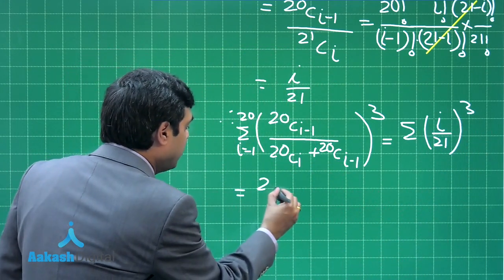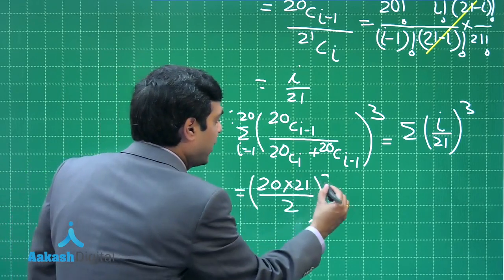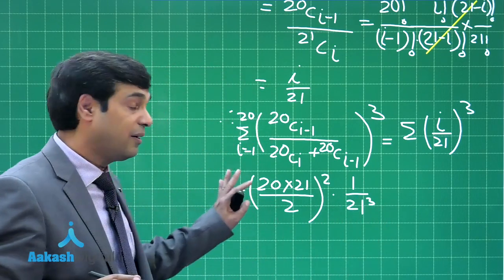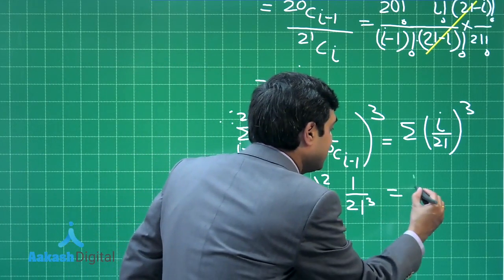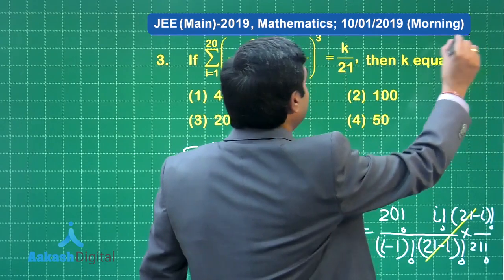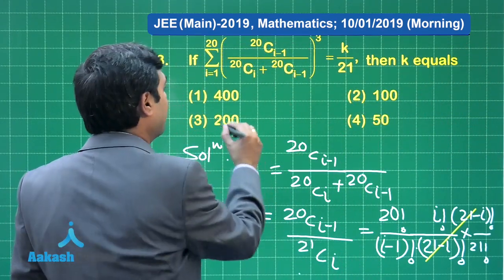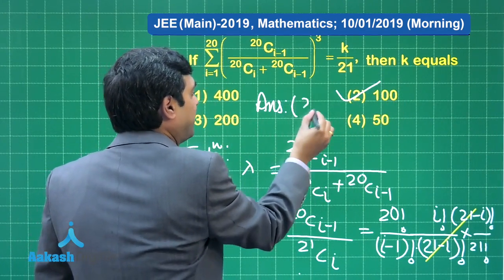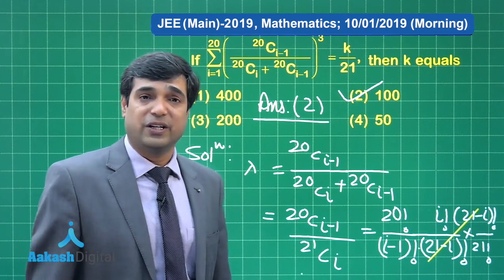So, we have (20 × 21 / 2)² × 1/21³. Just see this result, you are getting 21² cancelled, 4 cancelled. The question is changing to 100/21. Now, the question says this is equal to k/21. So, what's the value of k? Yes, it is equal to 100. So, let's mark it as the correct answer, option number 2. I am sure this question is clear. Let's move on to the fourth question of this paper.